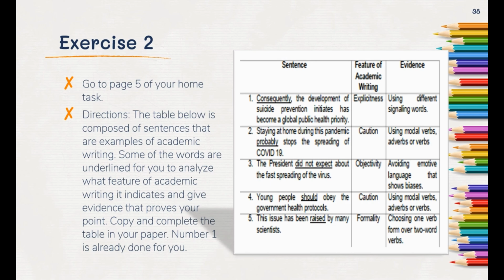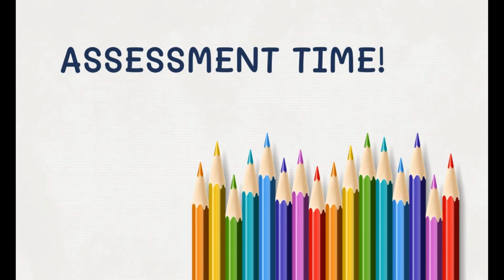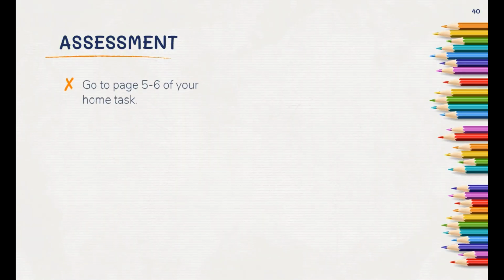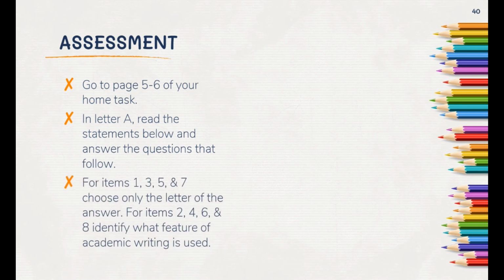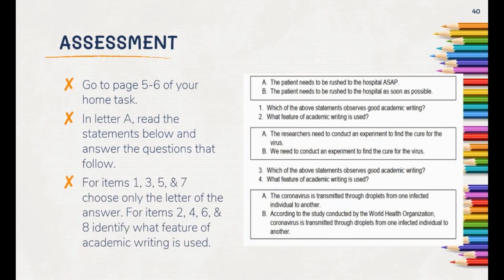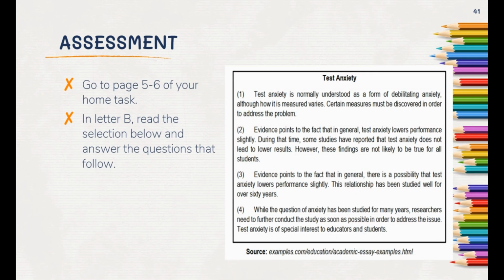It's assessment time. Go to pages 5 to 6 of your home task. In letter A, read the statements below and answer the questions that follow. For items 1, 3, 5, and 7, choose only the letter of the answer. For items 2, 4, 6, and 8, identify what feature of the academic writing is used. In letter B, read the selection below, then answer the questions that follow. Are you ready? Let's go!